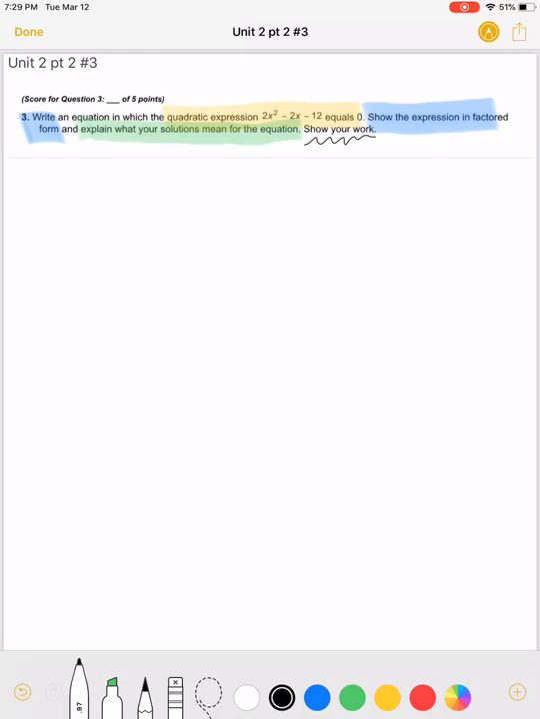So first thing it says is write the equation for when your expression is equal to 0. So all I have to do is write the expression and make it equal to 0. Nice and easy. Then part 2, so that's part 1. Part 2 is to show the expression in factored form. So we need to factor this trinomial.